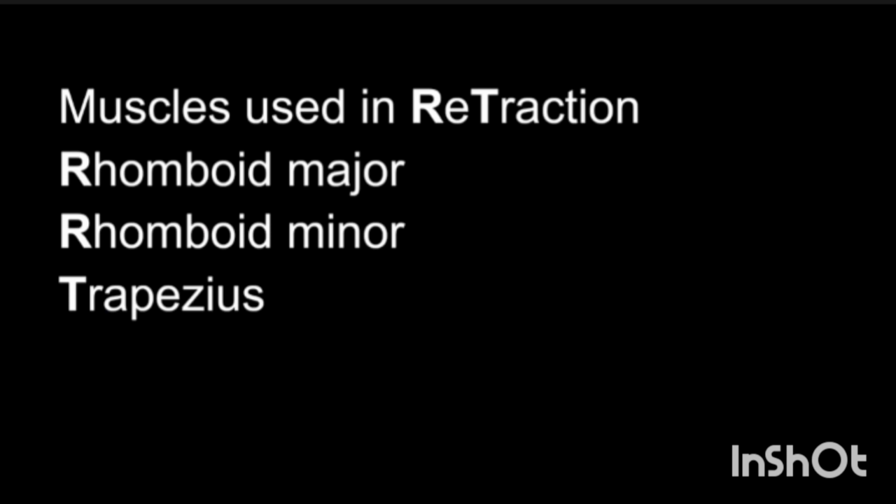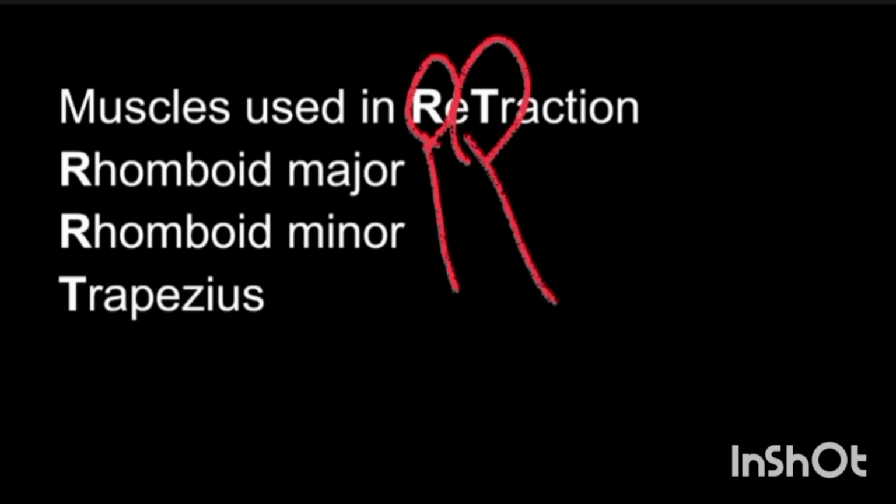Muscles used in scapular retraction. Here you remember R and T. Rhomboids major, rhomboids minor, and T for trapezius.